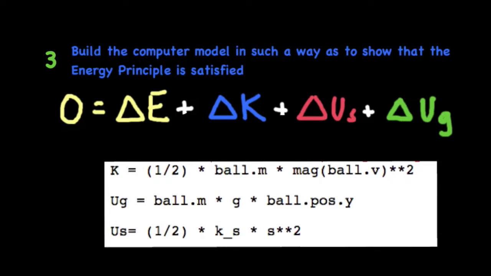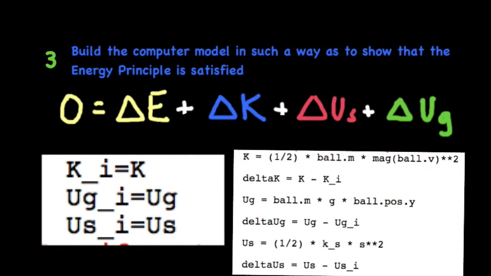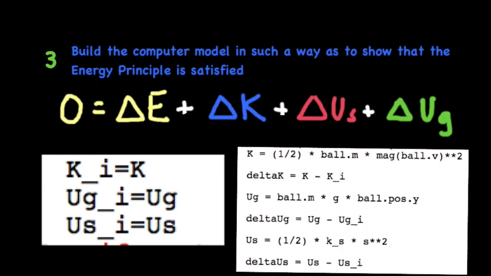Prior to the start of the loop, the formulas for kinetic energy, gravitational potential energy, and spring potential energy are used to initialize the variables K, UG, and US respectively. Note that these variable names do not start with delta. The changes in these system energies are calculated inside the loop. The variables Ki, UGi, and USi are initialized at the beginning of each loop so that when new values of K, UG, and US are calculated later in the loop, we can also calculate delta K, delta UG, and delta US for each iteration of the loop. When we run the program, we will be able to see these energy changes in a graph.